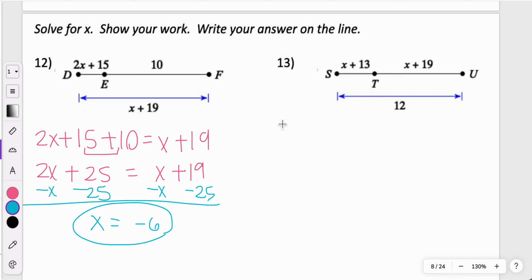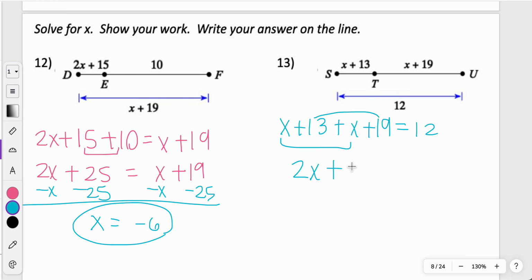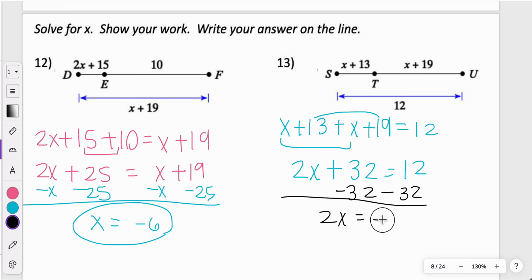And then for 13, again, starting with x plus 13 plus x plus 19. So that's from S to T to U, and that is all equal to 12. Combining like terms, I'm going to get 2x plus 32 is equal to 12. Subtracting 32 from both sides, I'm going to get 2x is equal to -20. So x is equal to -10.